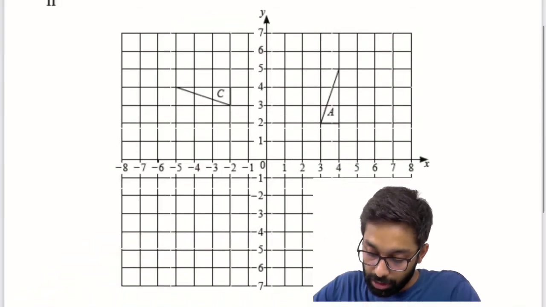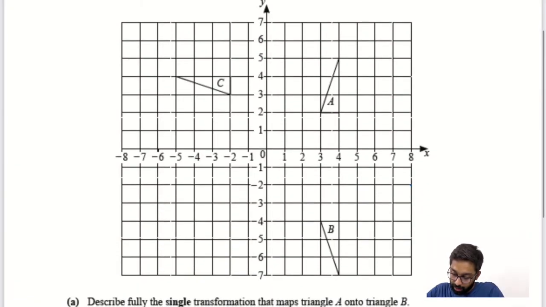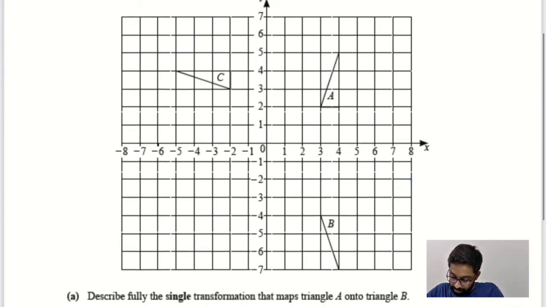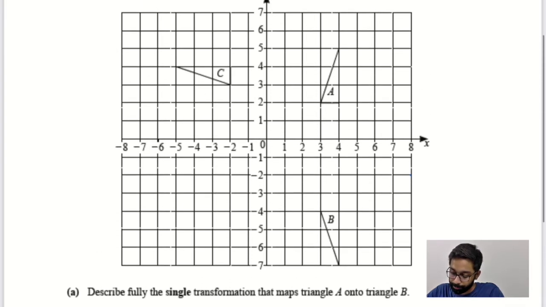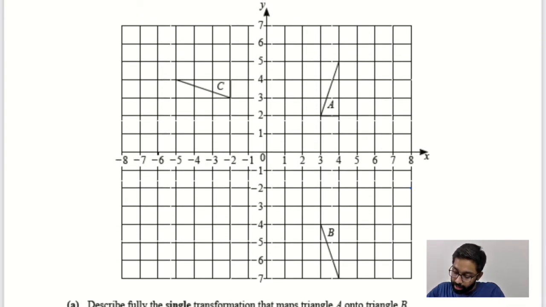Let's start. So they've given us a graph and there are three triangles in it, A, B and C. Part A says describe fully the single transformation that maps triangle A onto triangle B. So triangle A being mapped onto triangle B does not look like a rotation, it does not look like an enlargement, neither does it look like a translation. So the only possible explanation here is that this looks like a reflection.